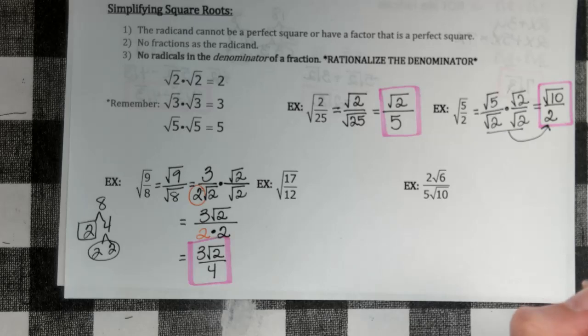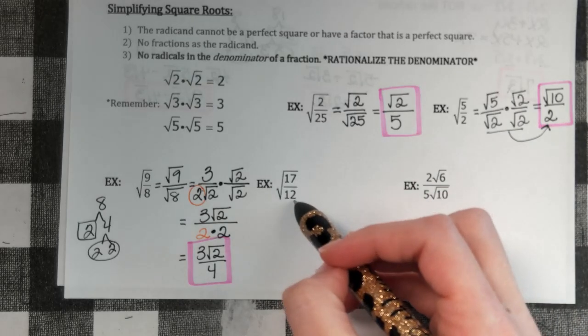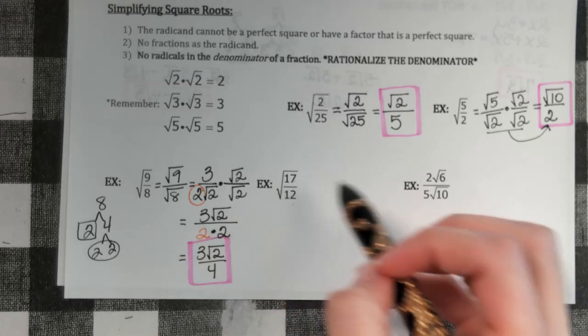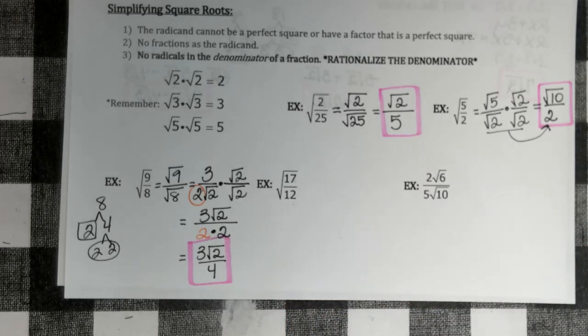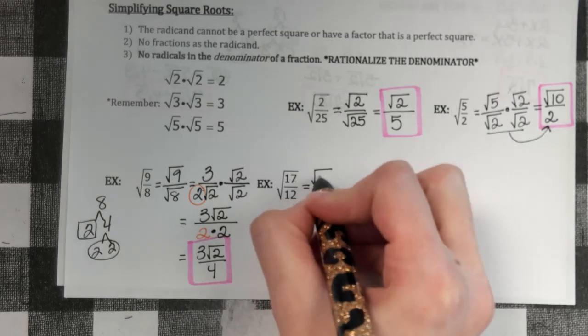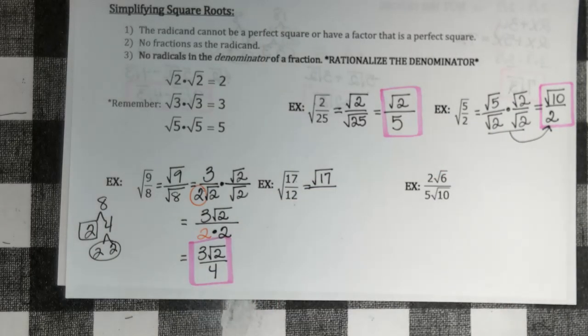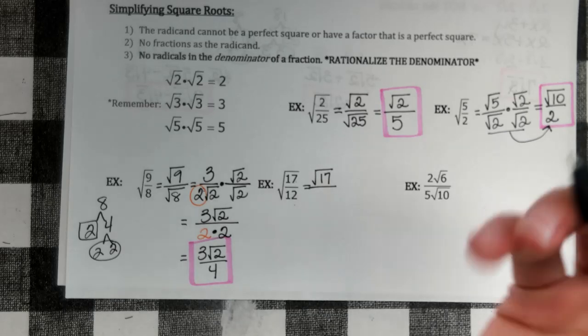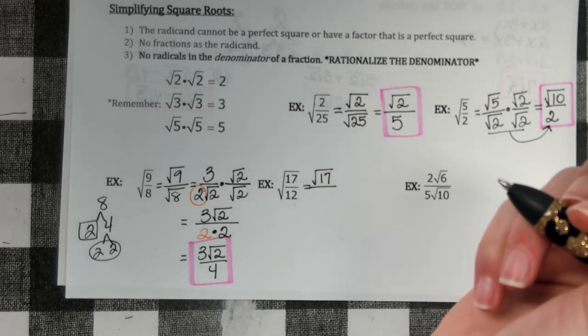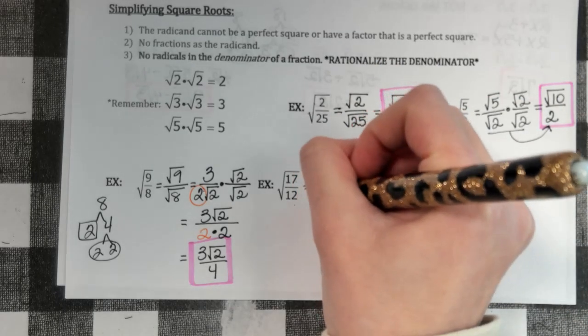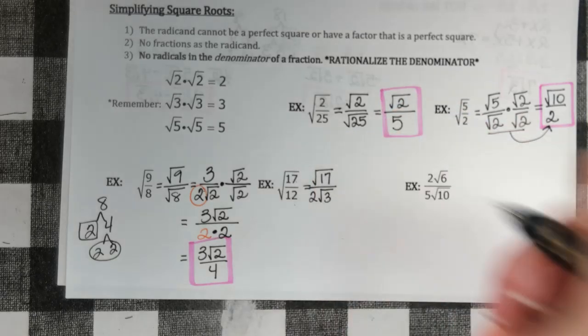Okay. So if I have the square root of 17 over 12, does that simplify? Can I simplify 17 over 12 as a fraction? No, because 17 is prime. So I'm going to split the square root of 17. Can I simplify the square root of 12? What does it become? 2 square root of 3.